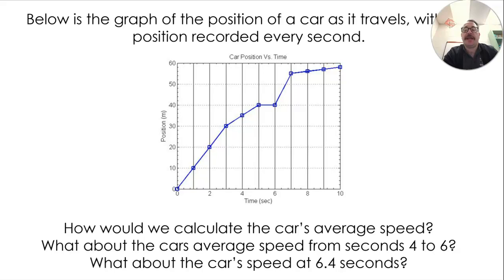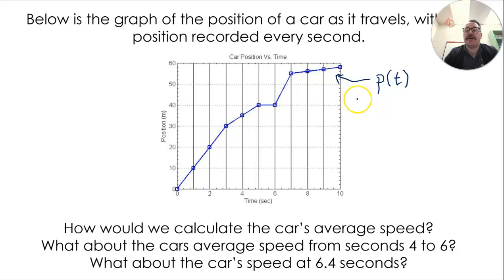So what we have here is the car's position versus time. And what we're going to do is call this function here, let's give it a name, let's call it P of t. So the position of the car as a function of time.